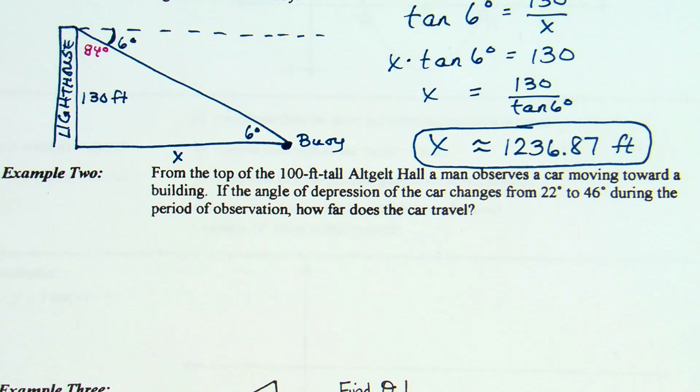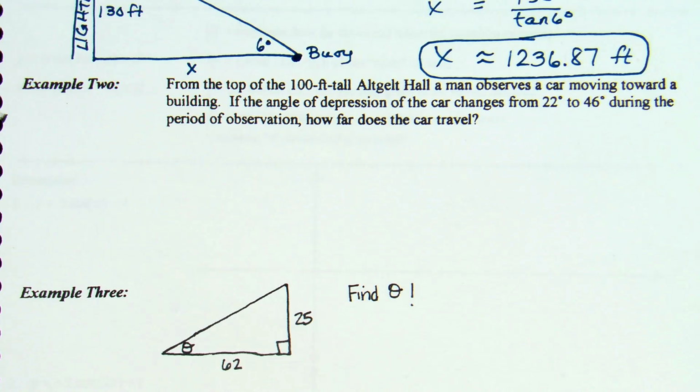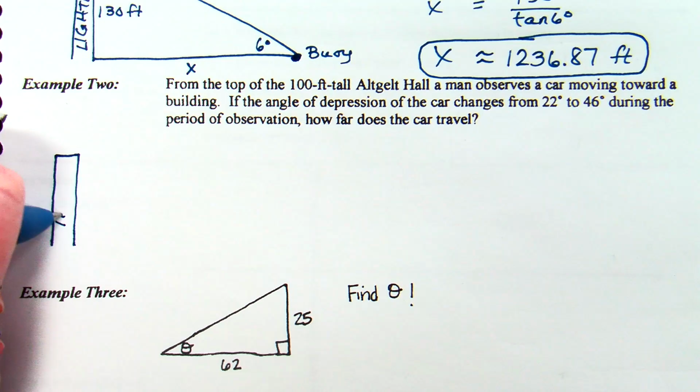Okay, we have a building. Can you guess my building and my lighthouse are going to look a lot alike? Get fancier if you want, but here's my hall. From the top of a 100-foot tall hall, and if your hall is just a straight line, then so be it. Draw just a basic triangle. A man observes a car moving towards a building.